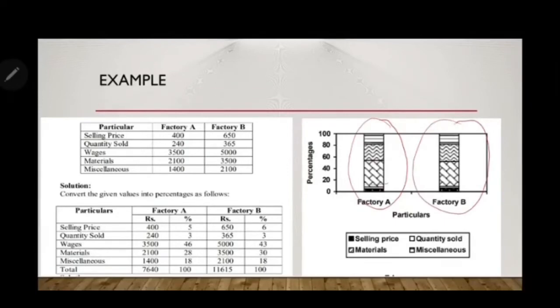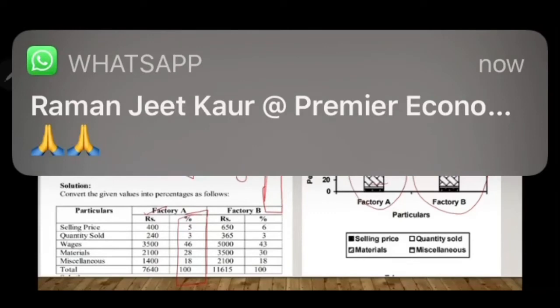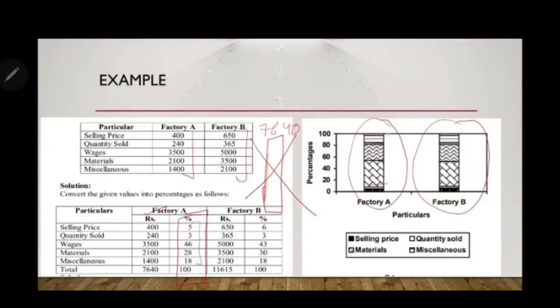But the difference is that in the case of subdivided bar diagram, we plot absolute values, whereas in percentage bar diagram, we plot the percentage. That is, instead of drawing a big bar showing expenditure of factory A with total as 7640, I will first convert expenditure in percentage and make a bar equal to 100%, and then I will divide it according to percentage of each component. The formula for calculating percentage is component value upon total value into 100.